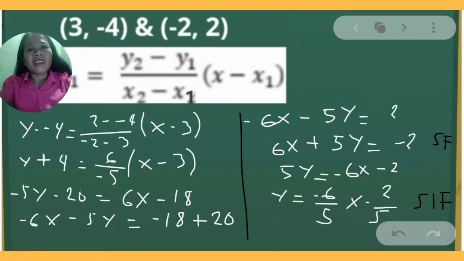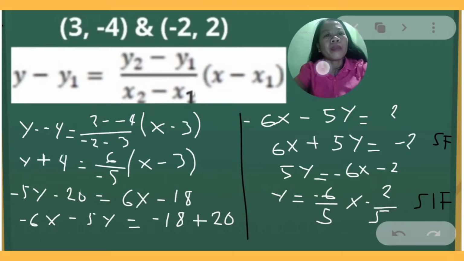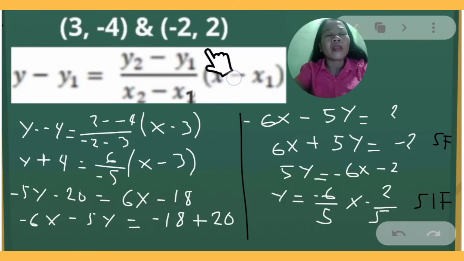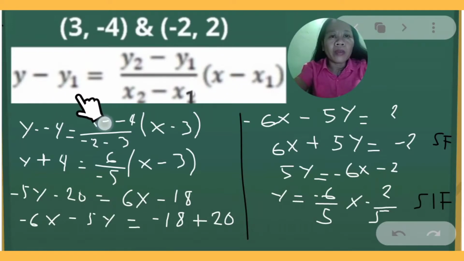I will be discussing how to make an equation of a line in standard form and in slope-intercept form given some conditions of a line. For example, if the given conditions are the 2 points of the line where the line passes through, we are going to use this formula. Y minus y sub 1 equals y sub 2 minus y sub 1 all over x sub 2 minus x sub 1 times the quantity of x minus x sub 1.